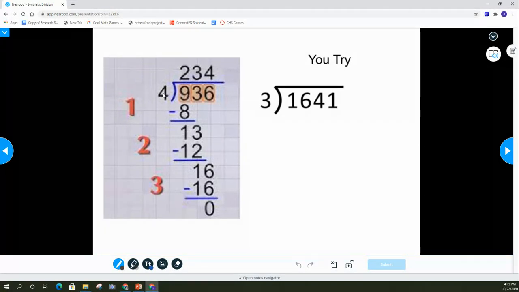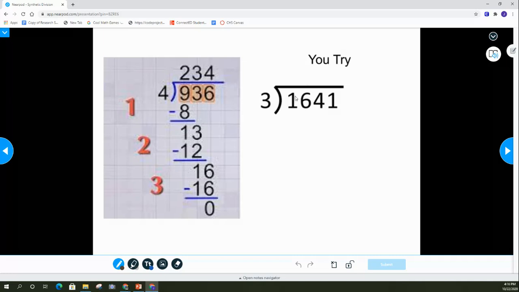936 divided by 4. Ask yourself, how many times does 4 go into 9? That's 2. You multiply 2 times 4 is 8. Subtract, get 1, bring down the 3. 4 goes into 13 3 times. 3 times 4 is 12. Subtract, 13 minus 12 is 1. Bring down the 6. 4 goes into 16 4 times. 4 times 4 is 16. 0 is the remainder. So 4 is a factor of 936, and so is 234.